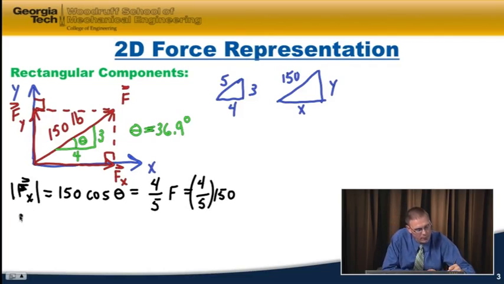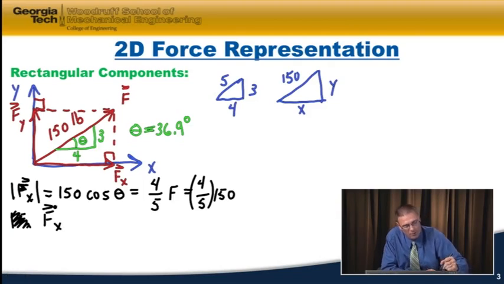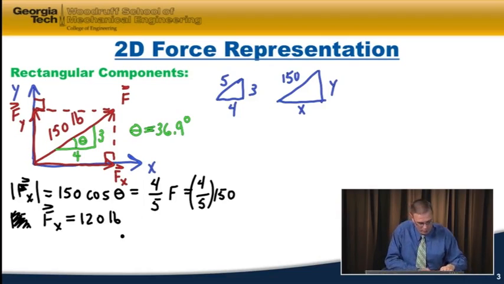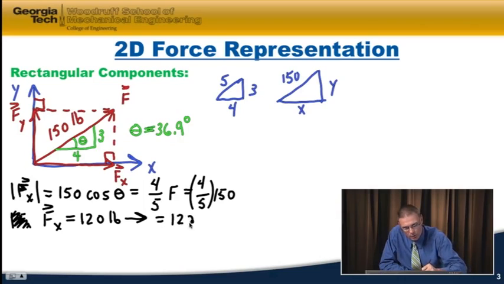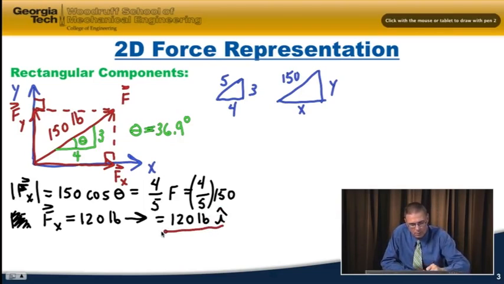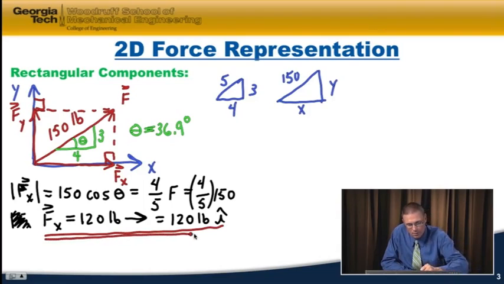So as a final answer, I can write that the force sub x, the rectangular component in the x direction, would be equal to 4/5 of 150, or 120 pounds. And it would be to the right, or we could also say 120 pounds in the i direction. So that would be the x component.